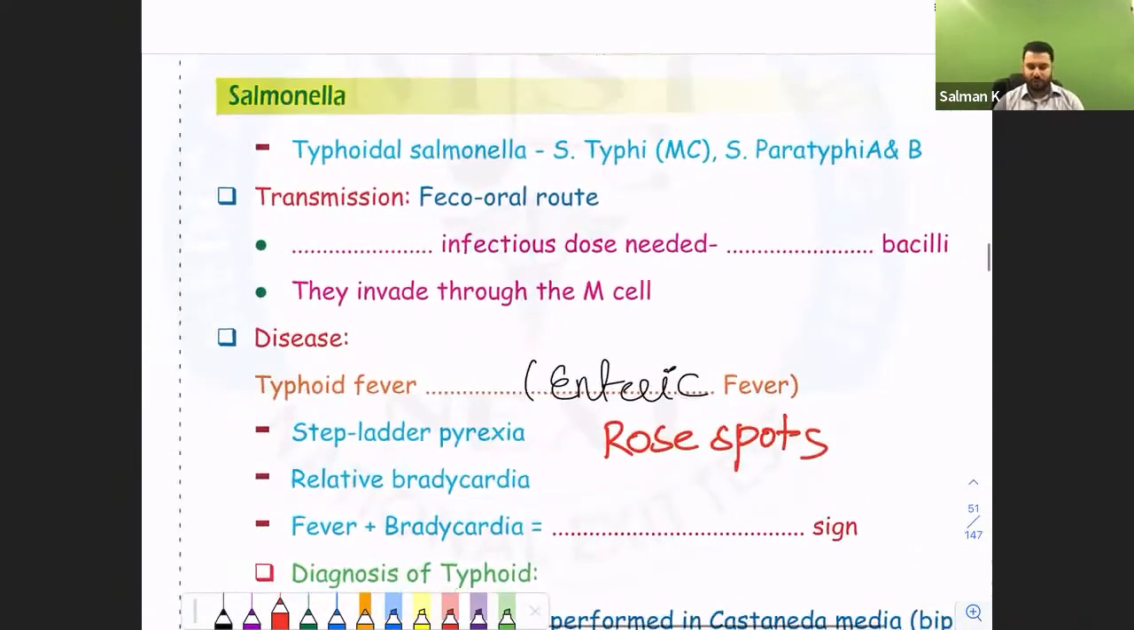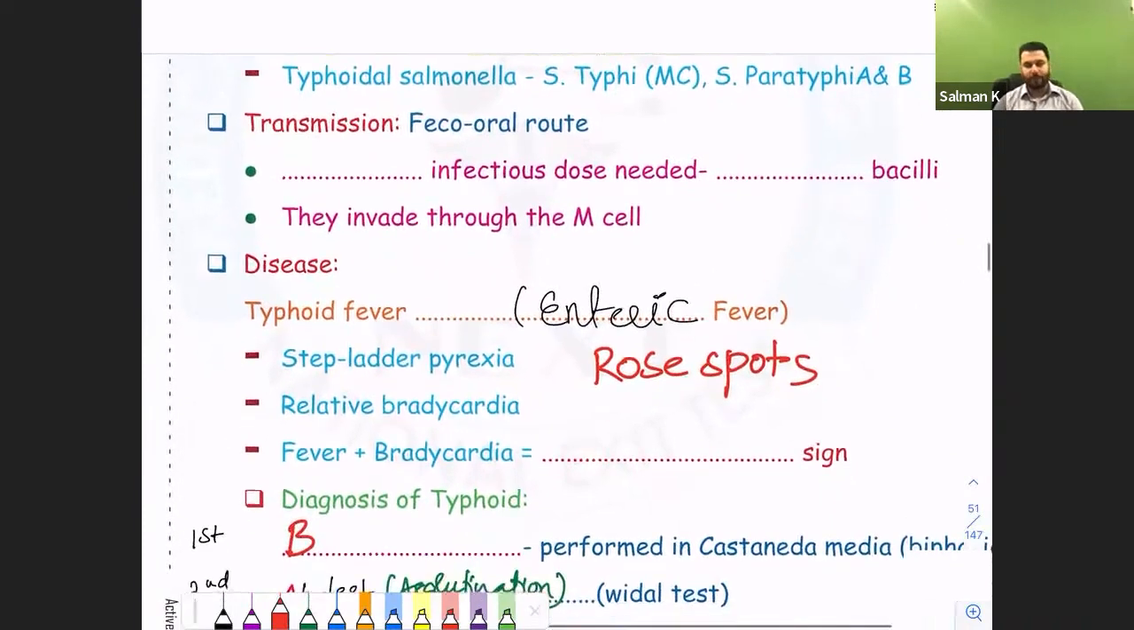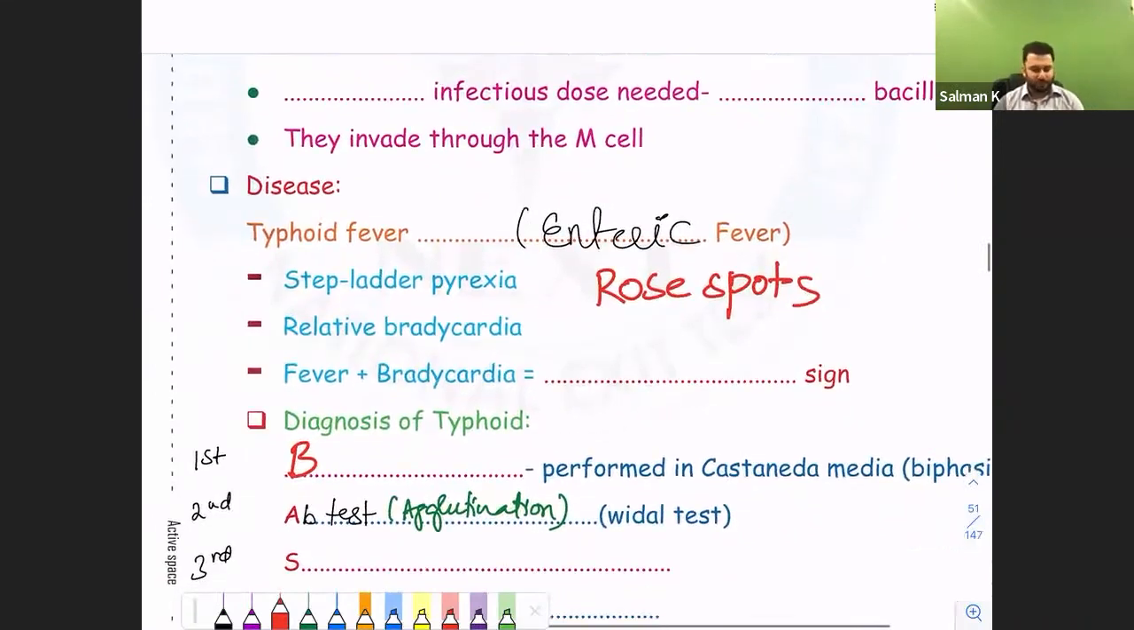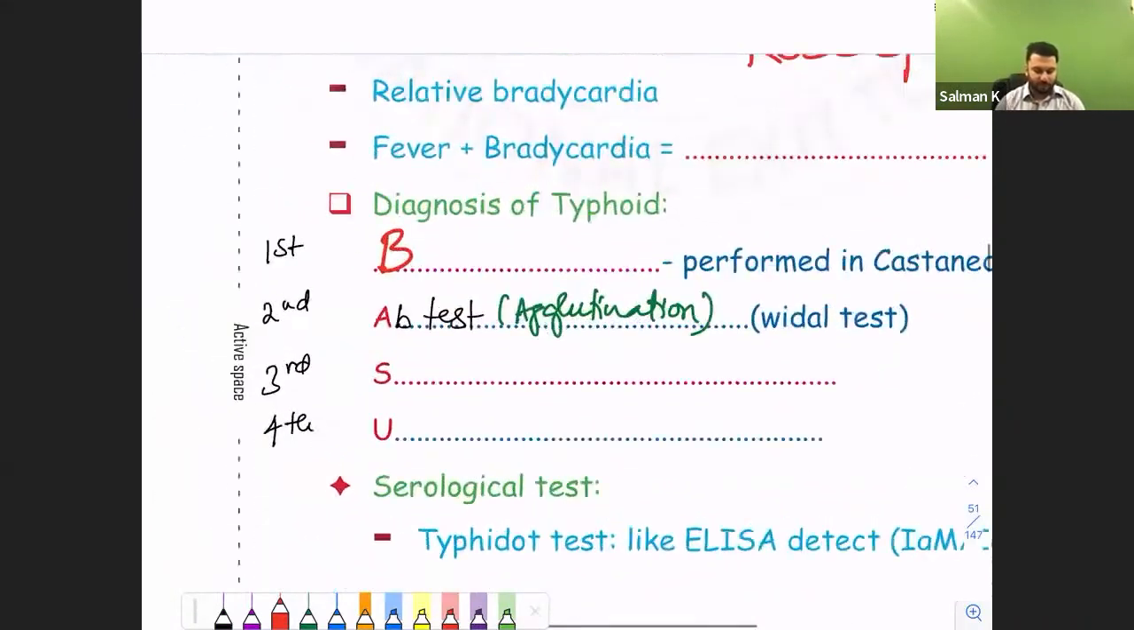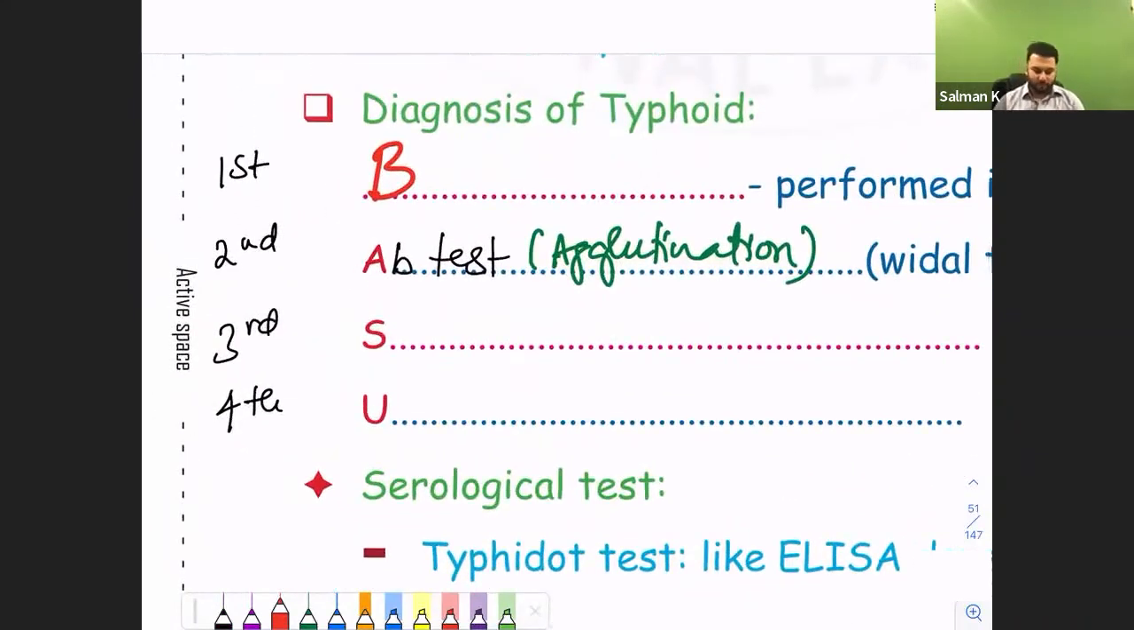Salmonella, nothing much. You all know it causes typhoid. Okay, they will not give you stepladder, pyrexia, all these words. Just remember this thing. If a question is asked on typhoid, more or less, they will ask you about this.